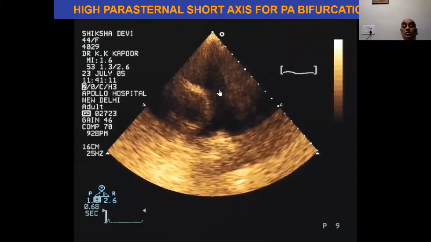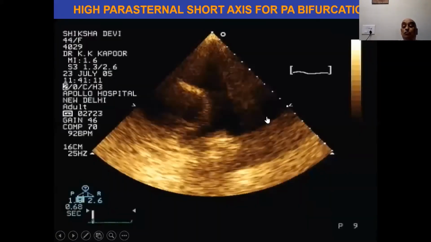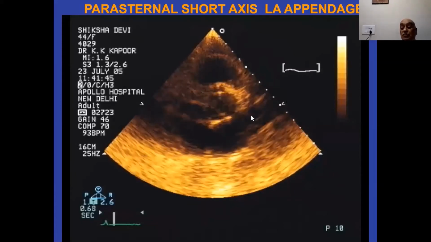Next, we come to some variations of the short axis view. One of these aortic short axis variations is to visualize the left atrial appendage. A slight angulation is required to get the left atrial appendage. See this left atrial appendage: a normal small left atrial appendage is being seen in this particular view.